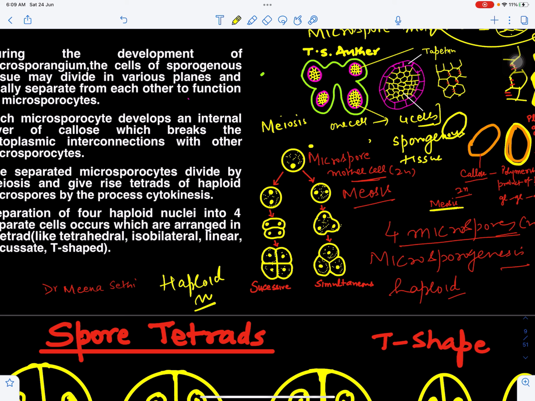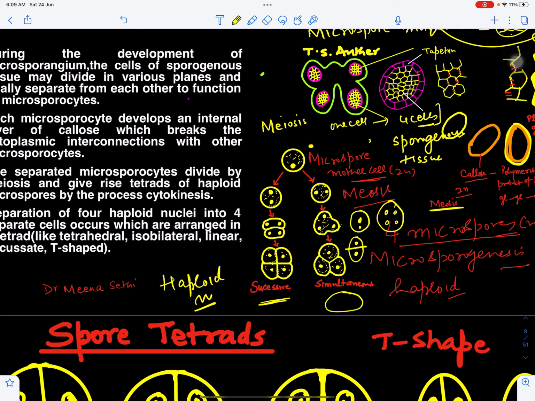Now we can see here, this is the microspore mother cell. When meiosis occurs, 2 nuclei are produced, right? And then when the second division of meiosis occurs, 4 nuclei will be produced, right? So here we can see 2 nuclei, and here 4 nuclei, and here also 4 nuclei. One is on the back side, right? The arrangement is different. So ultimately there are 4 nuclei here also and here also, right? When after each division, supposing the nucleus has divided and wall formation has taken place, this is called the successive type.